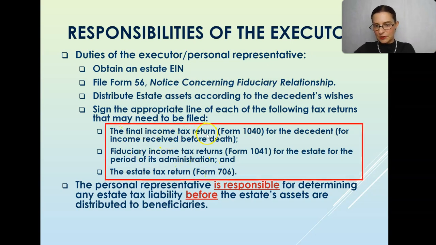The final income tax return for the decedent. This is the Form 1040 for the income received before death. And many times, especially if a person has been ill for a very long time, they have Alzheimer's, or they have cancer, sometimes the executor will be forced to file multiple years of delinquent returns. And if those are filed late, because the court process is taking a long time, sometimes it will take months and months for the personal representative or the executor to be named, because these things don't happen overnight, and many times the courts are backed up.